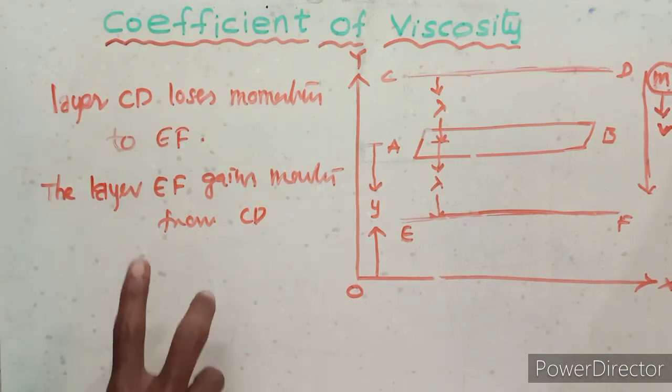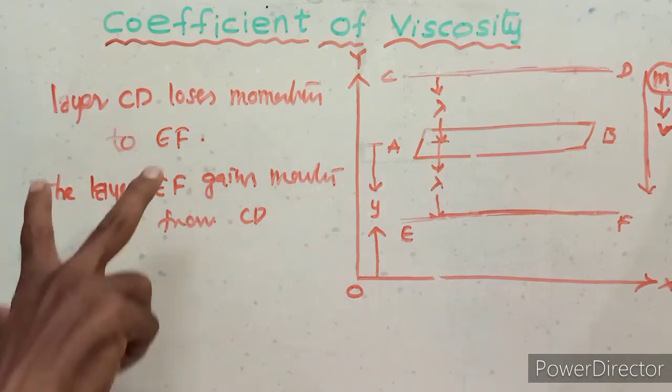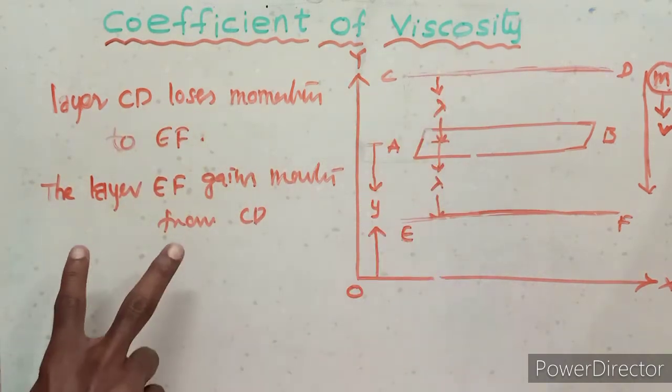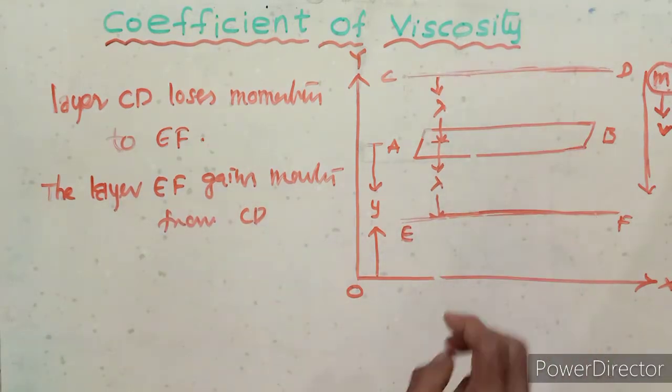Same sentence in both hands. So CD loses momentum to EF. EF gains from CD.